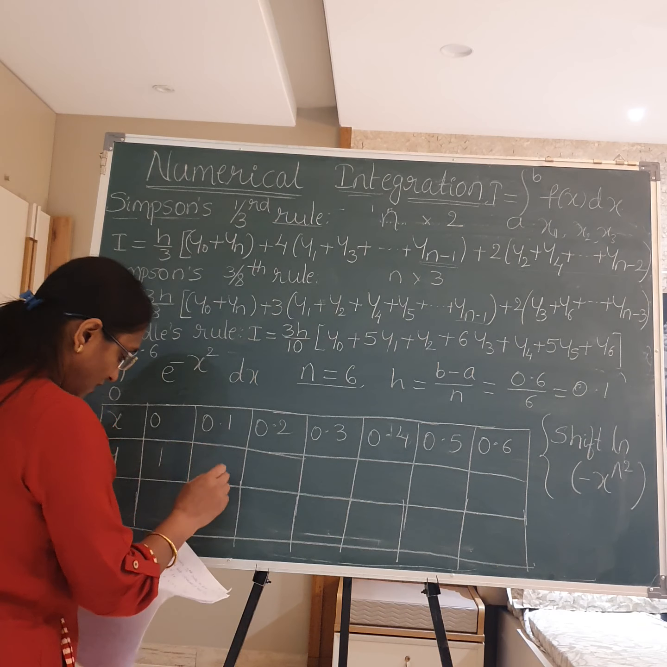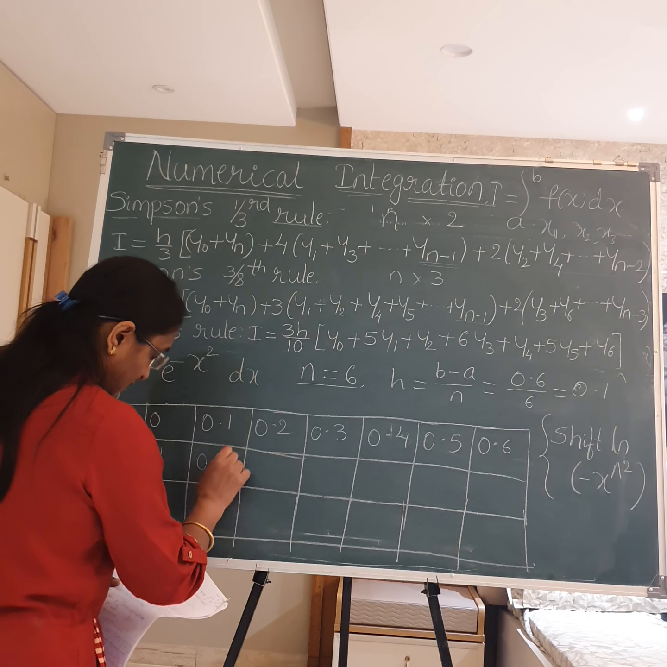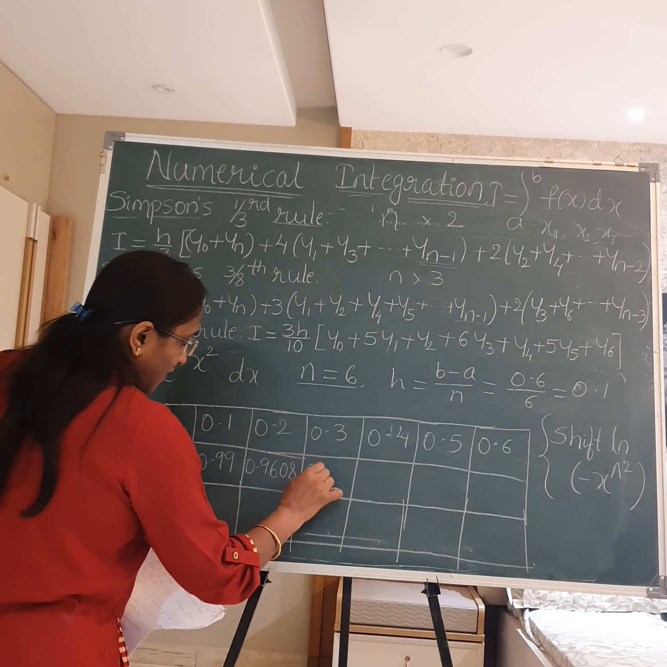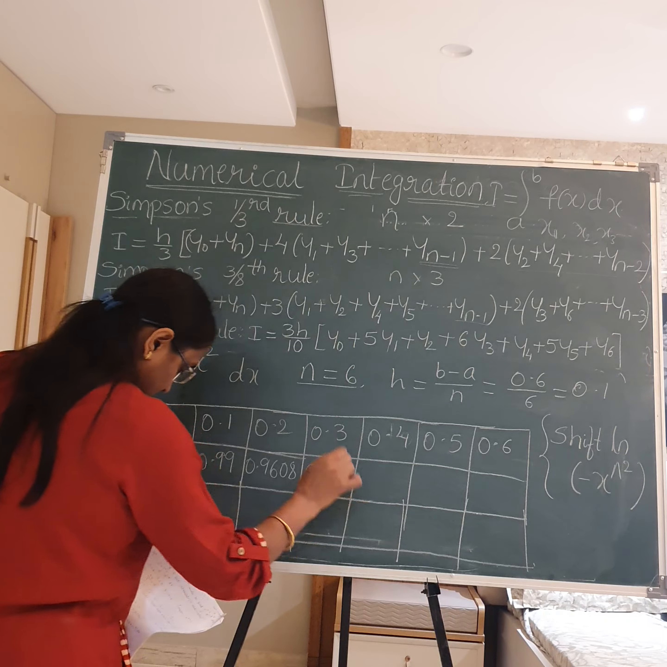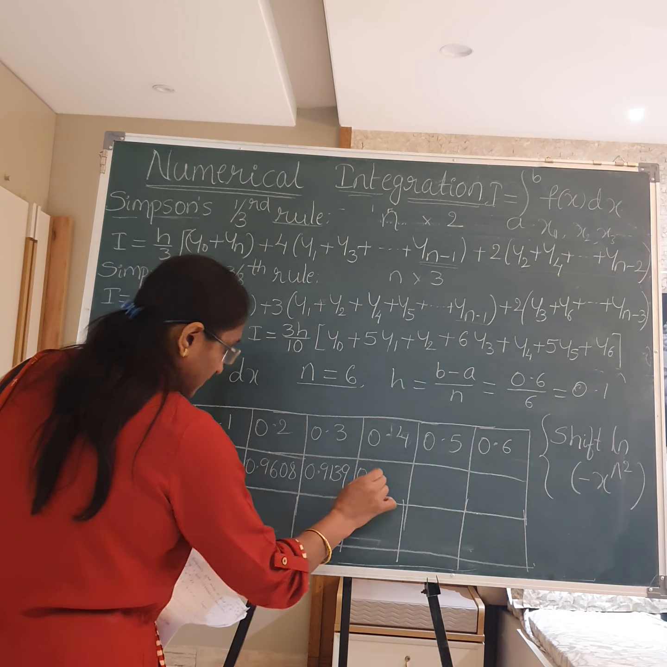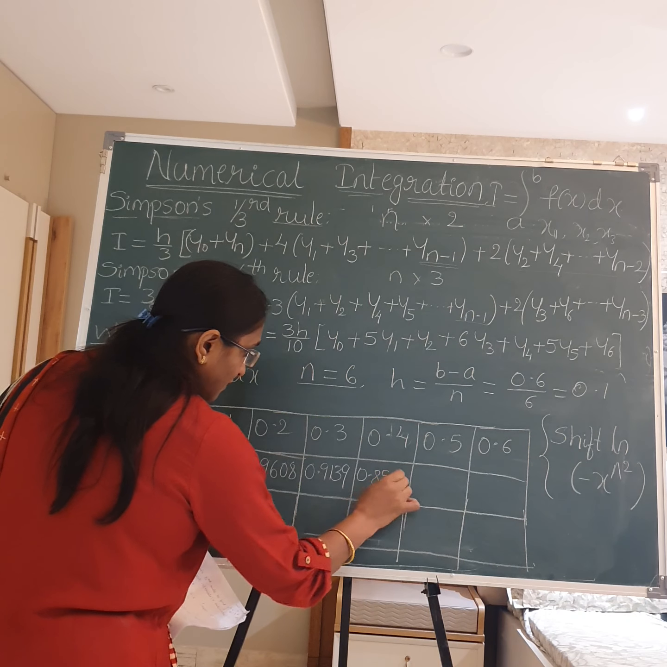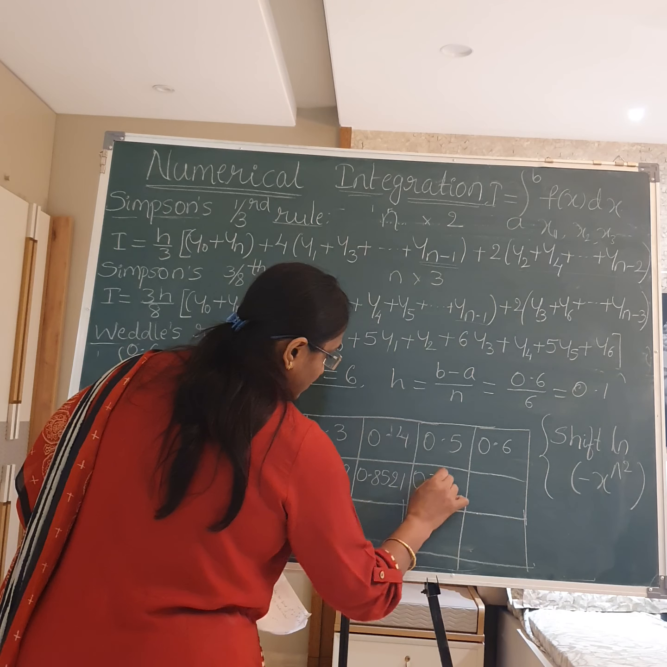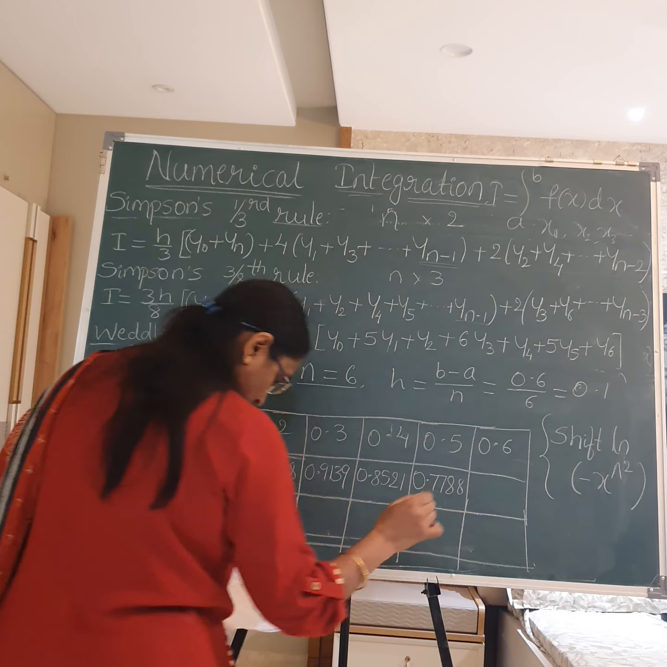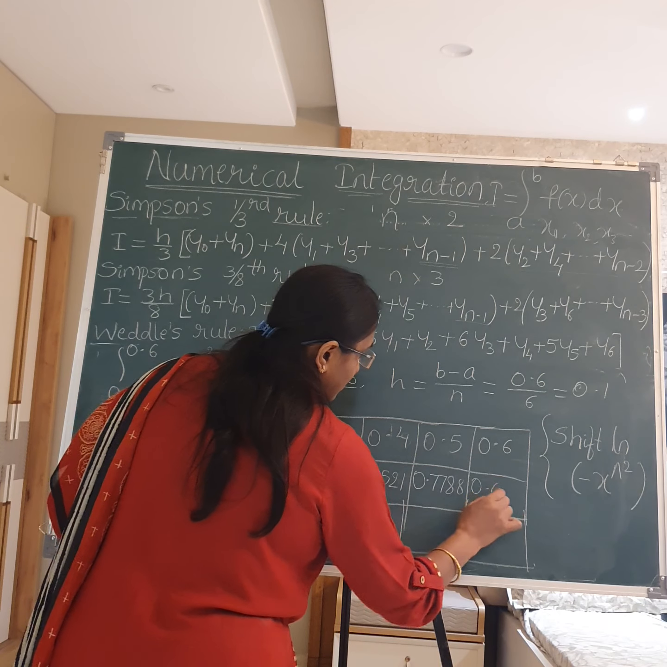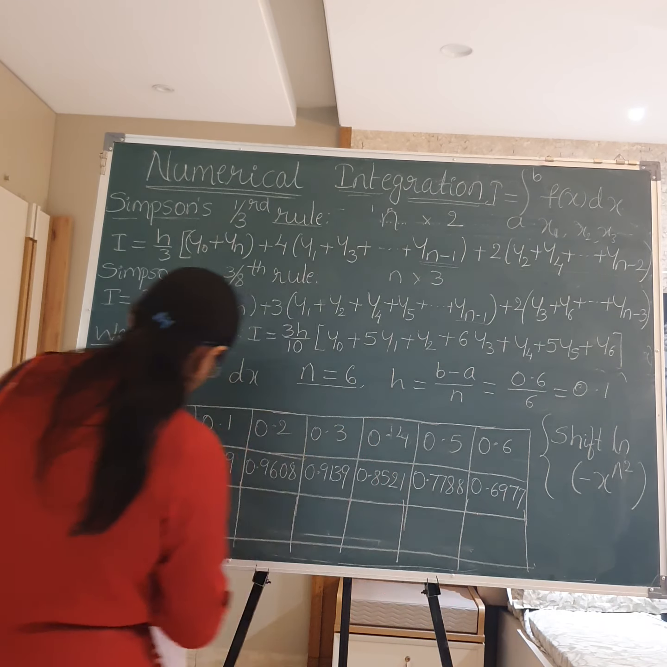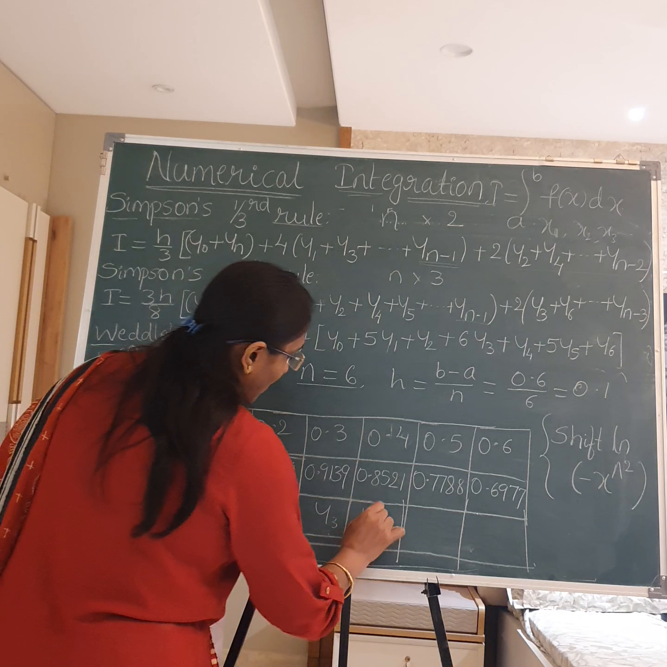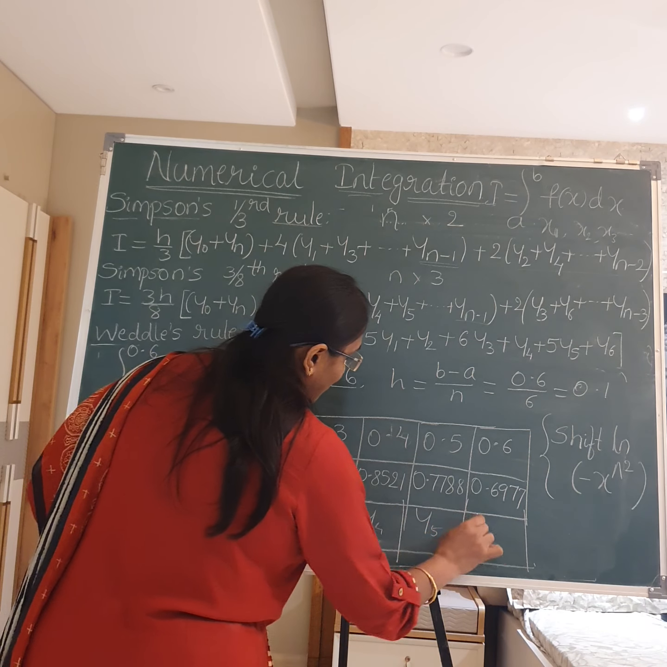They are 1, 0.9608, 0.9139, 0.8521, even you can calculate this, 0.7788, 0.6977. y0, y1, y2, y3, y4, y5, y6.